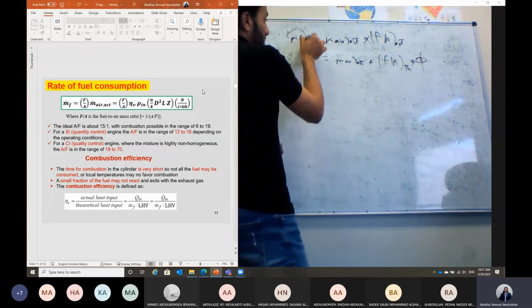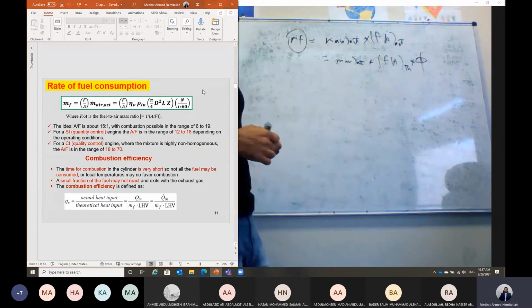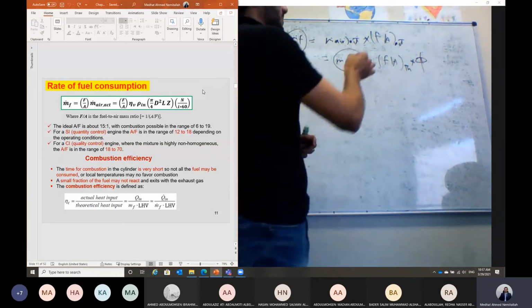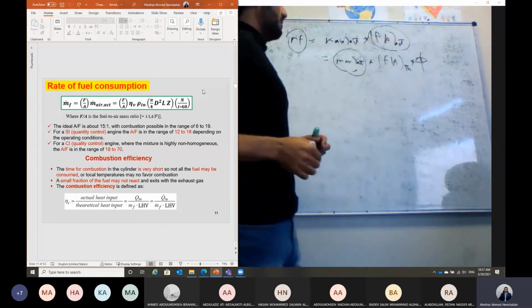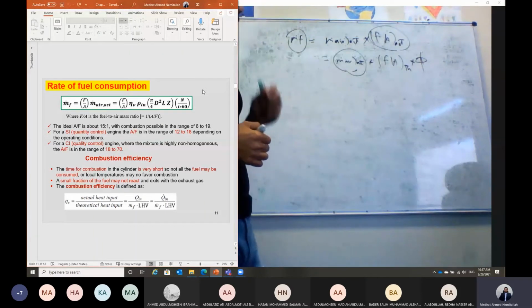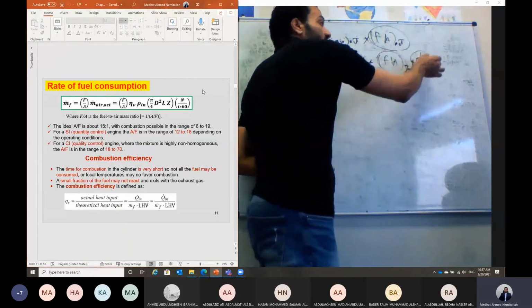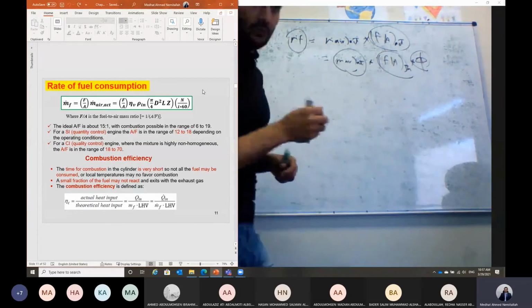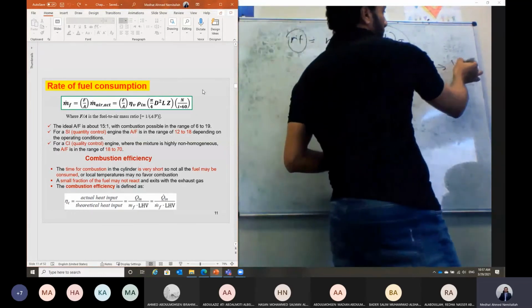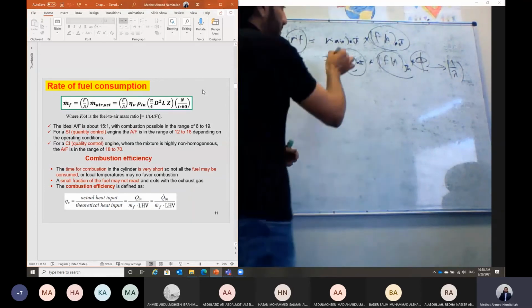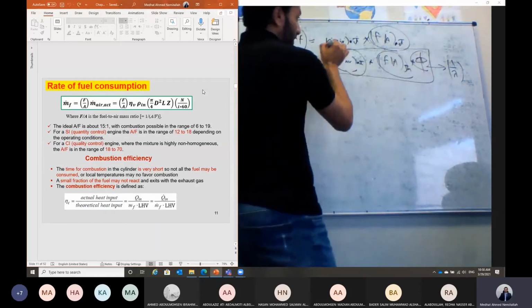So we can calculate the mass flow rate of fuel, which is equal to the actual mass flow rate of air multiplied by the actual fuel to air ratio. The actual fuel to air ratio is the stoichiometric value multiplied by the operating equivalence ratio. And this operating equivalence ratio is equal to 1 over lambda, which is the excess air factor in this case.